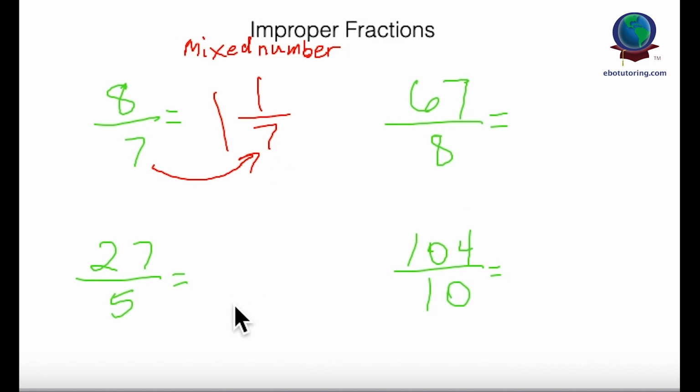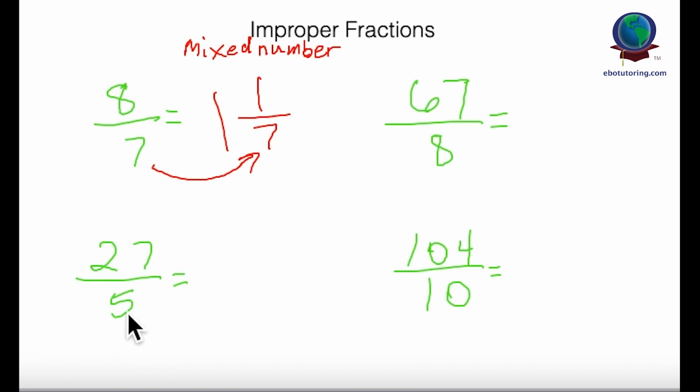Okay, let's do 27/5. Again, if I have 27 things, how many times will I be able to take 5 out of that 27? I can do it once, twice, 3 times, 4 times, 5 times, 6 times. Well, let's see. Think of your times tables. 5 times what gets close to 27? What number times 5 gives you an answer that is as close as you can get to 27 without going over it? Remember, you cannot go over it.